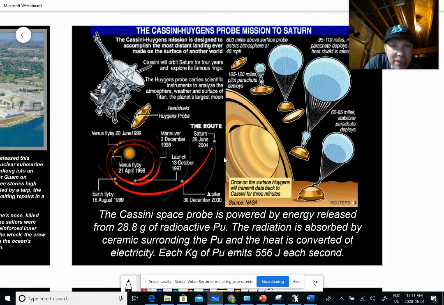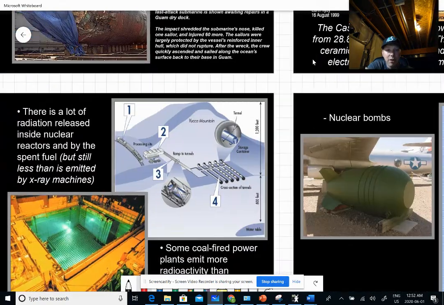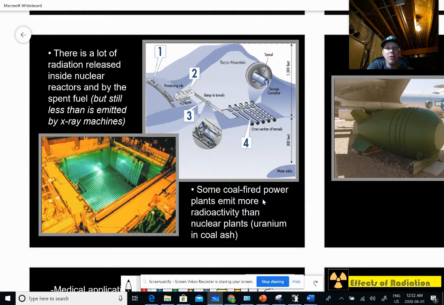Okay, it says it was what? Venus flyby in April 1998, and then beyond Saturn in 2004, and it's still going, right? All right. Not dwelling on too much of this stuff right now. This is just all background information about radiation.